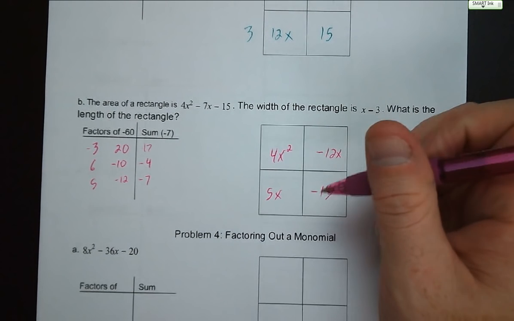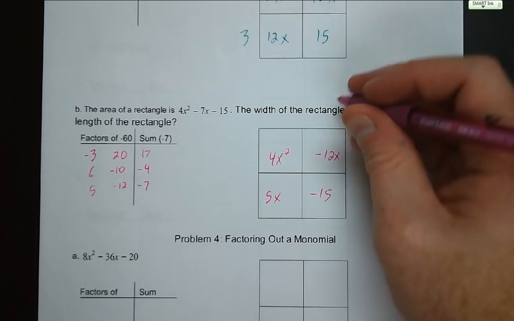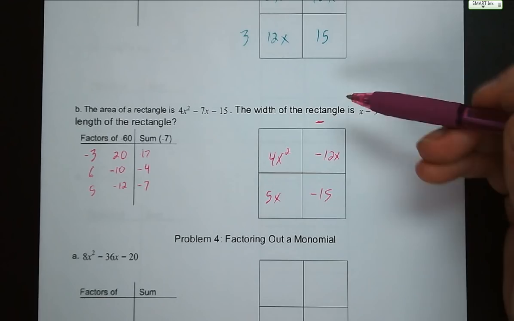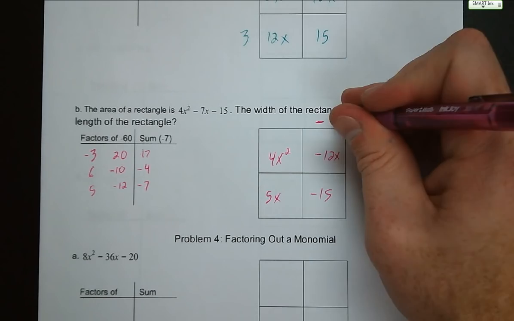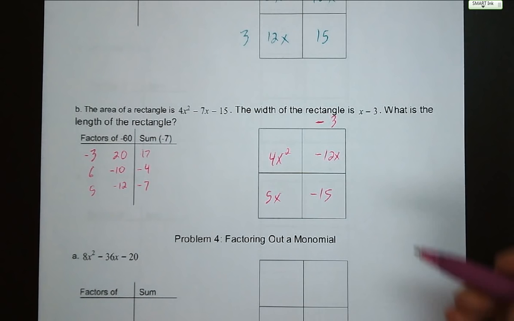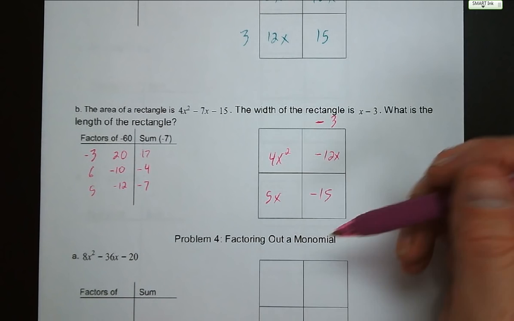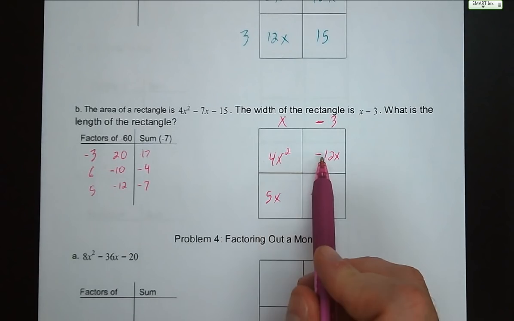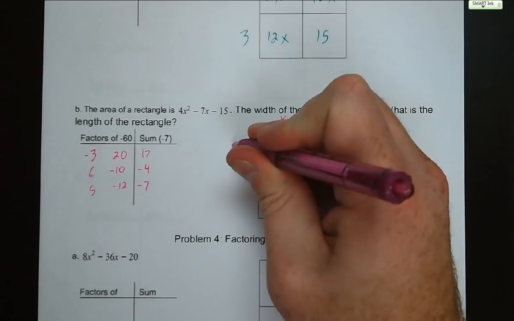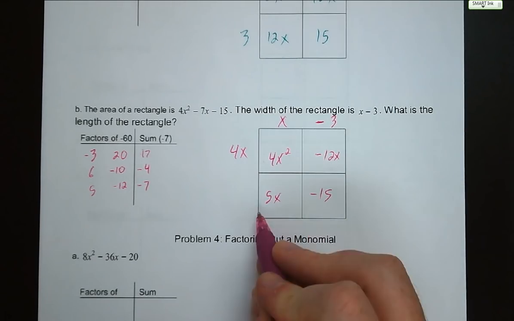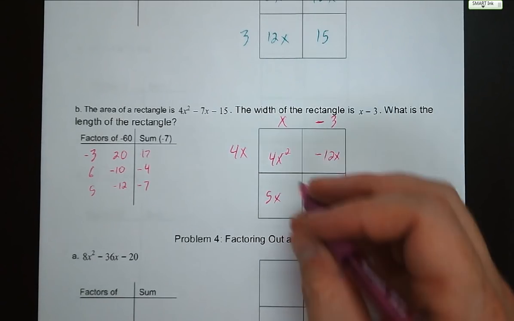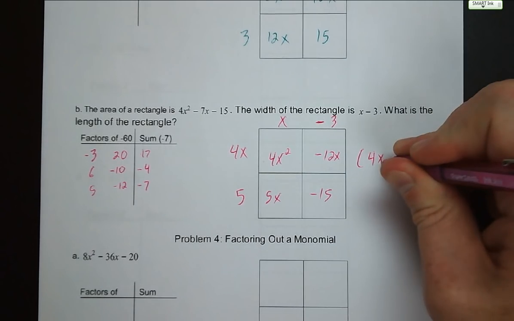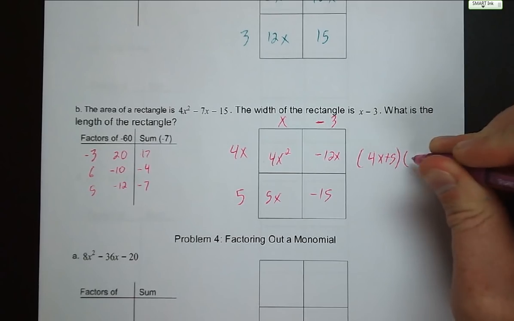All right, so up here, pull out a negative sign because we have a negative in this box. And common factors of 12x and 15 is 3. Common factors of 4x squared and 5x is just x. Common factors of 4x squared and -12x is 4x. And common factors of 5x and -15 is 5. So your two factors are 4x plus 5 and x minus 3.